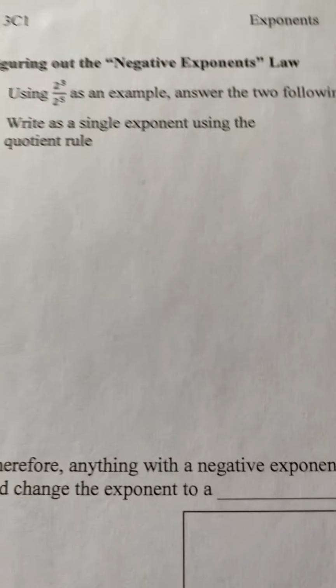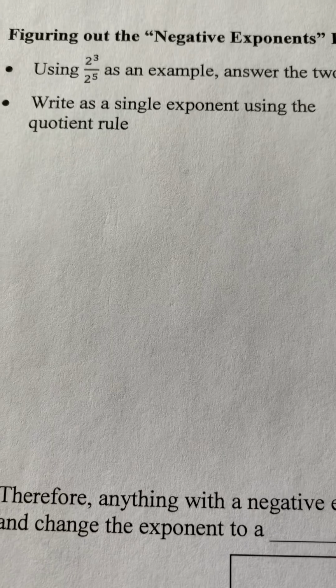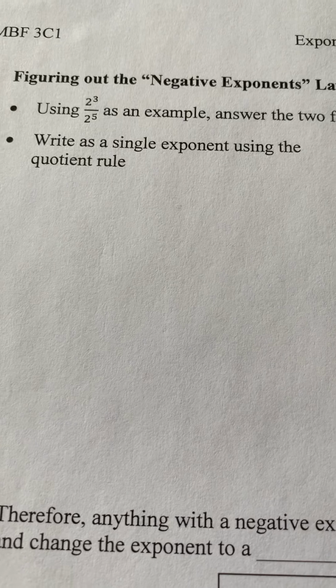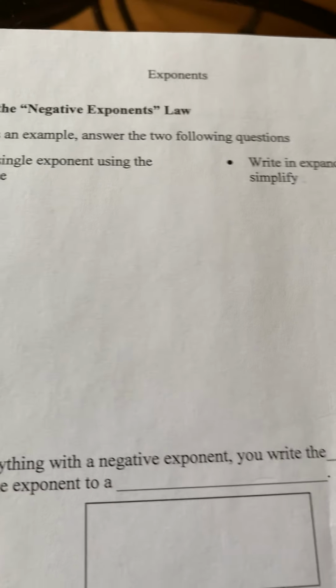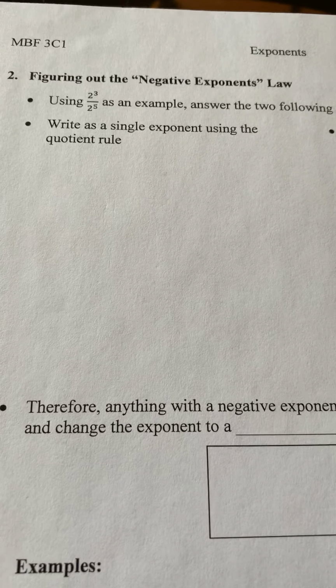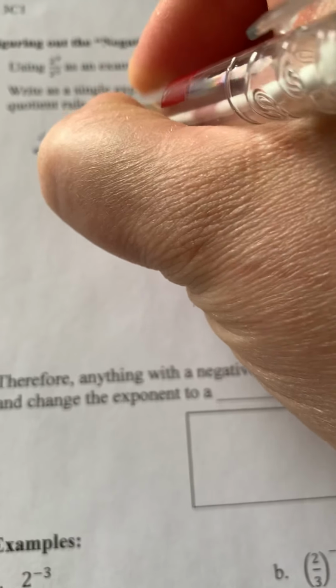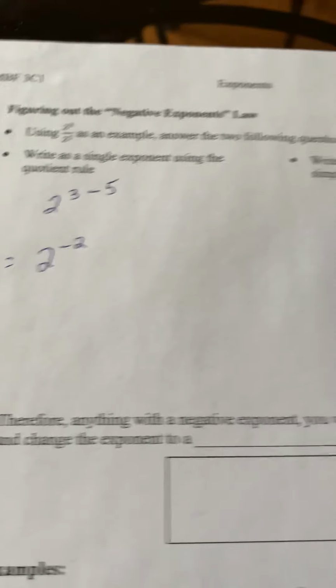Okay, so figuring out a negative exponent. This is just going to be just as easy, but with a little trick. So using 2 to the power of 3 divided by 2 to the power of 5 as an example, answer the following questions. Write as a single exponent using the quotient rule. So again, we're saying 2 to the power of 3 minus 5. So that equals 2 to the power of negative 2.